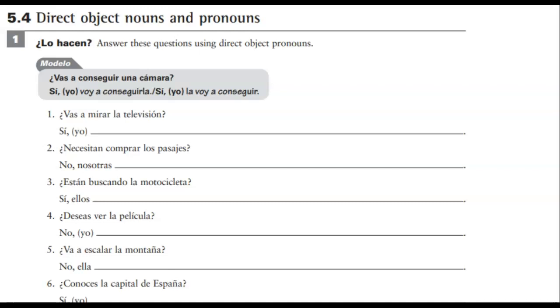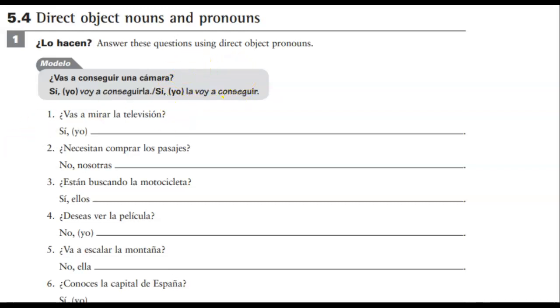So the model says, ¿Vas a conseguir una cámara? Are you going to get a camera? Yes, I am going to get it. Now check it out. There's 2 ways that we could answer this, right? Because here's our first verb, here's our second verb in the question, and this is our direct object, correct? So now, when we answer it, yo voy, that's my first verb, conseguir is the second verb, we can either attach the direct object pronoun here, or we can go back to that original pattern where we go subject, direct object pronoun, verb 1, verb 2.